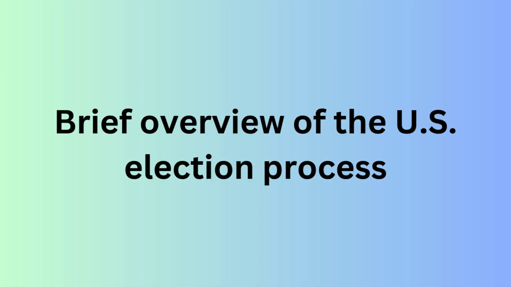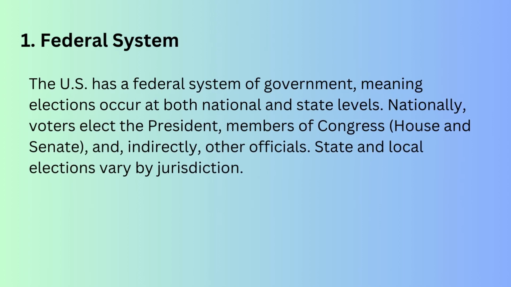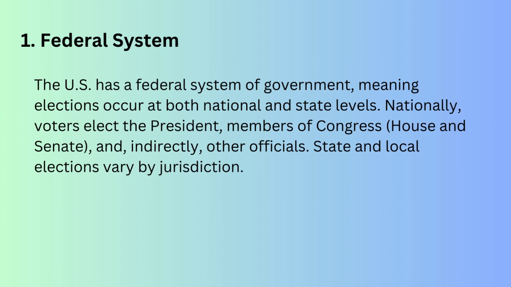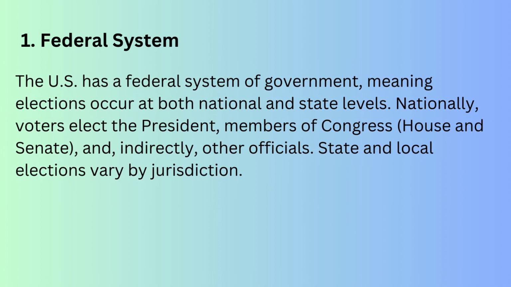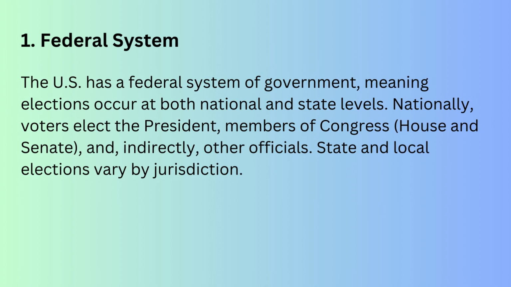U.S. election process. Here's a brief overview of the U.S. election process. Federal system. The U.S. has a federal system of government, meaning elections occur at both national and state levels. Nationally, voters elect the president, members of Congress, House and Senate, and, indirectly, other officials. State and local elections vary by jurisdiction.